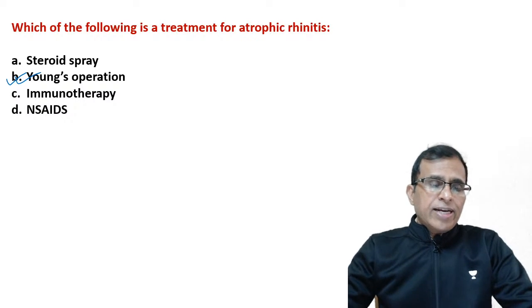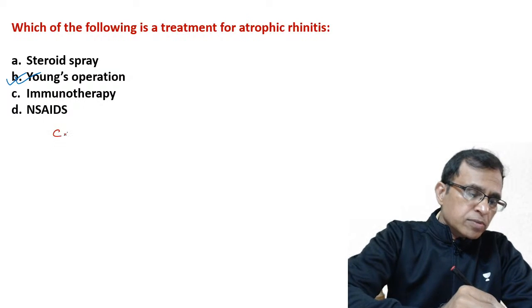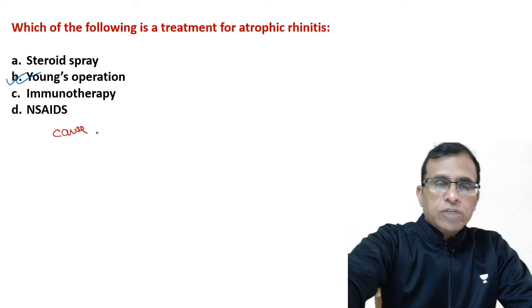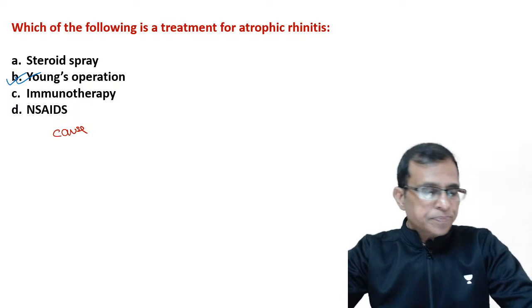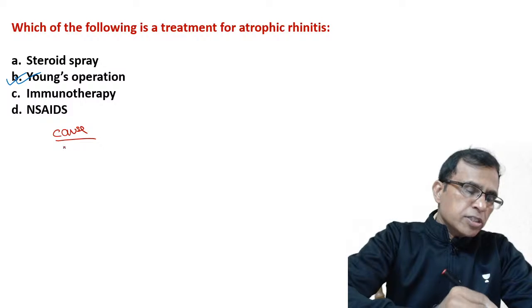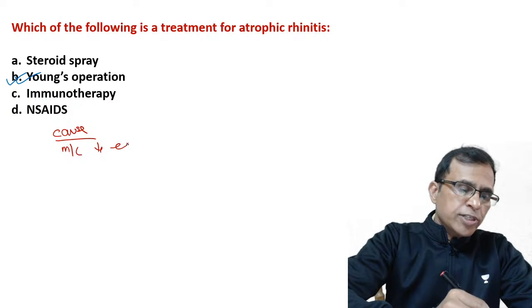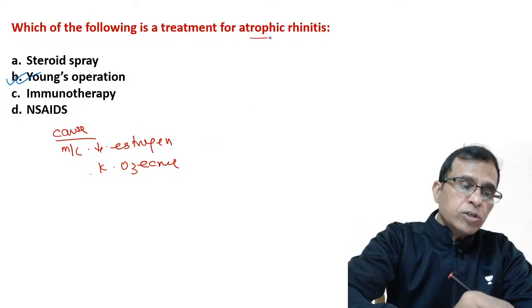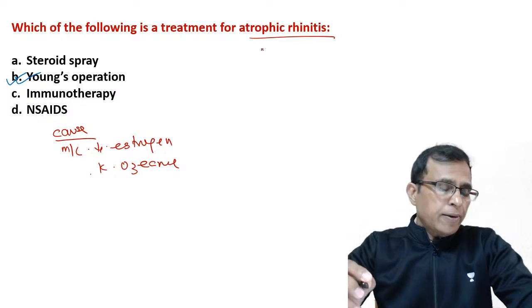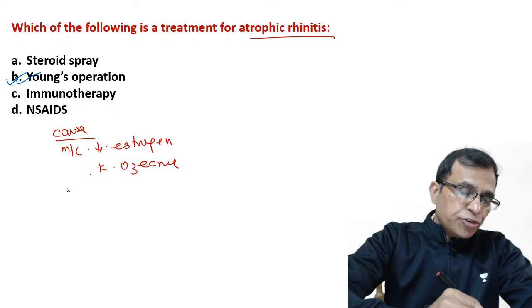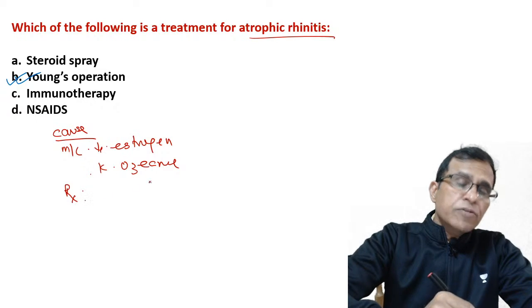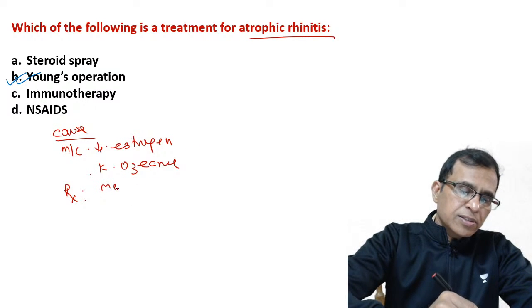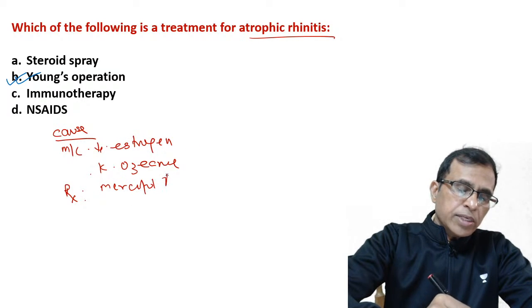Now we all know atrophic rhinitis. You have to know a few things like the cause. What is the cause of atrophic rhinitis? There are many causes. Most common cause is decreased estrogen. A bacteria called Klebsiella ozaenae. That's why the name is also ozaena. One of the names is ozaena. And one of the features is merciful anosmia, we all know.